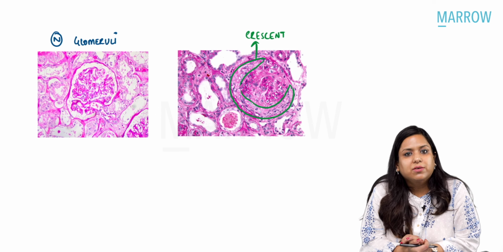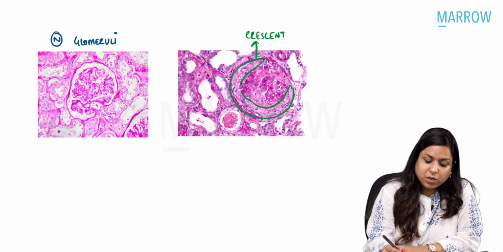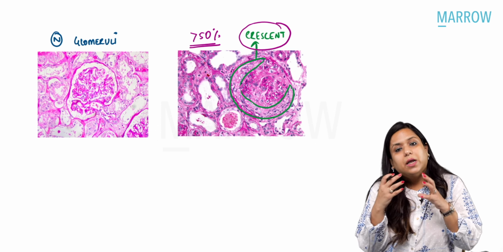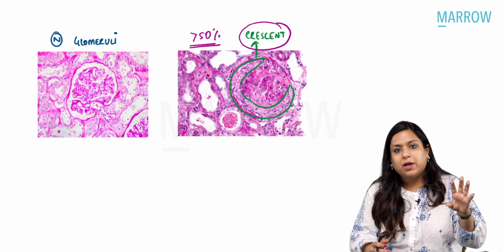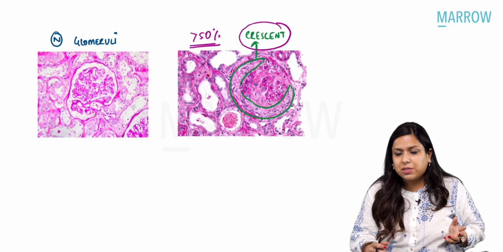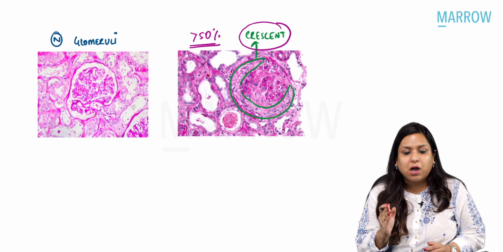Why is it called crescentric glomerulonephritis? Because the glomerular biopsy shows glomeruli with more than 50% crescents. That means if my biopsy has got 10 glomeruli, more than 50% glomeruli are going to show you crescent. What is a crescent, students? A crescent is a half moon.